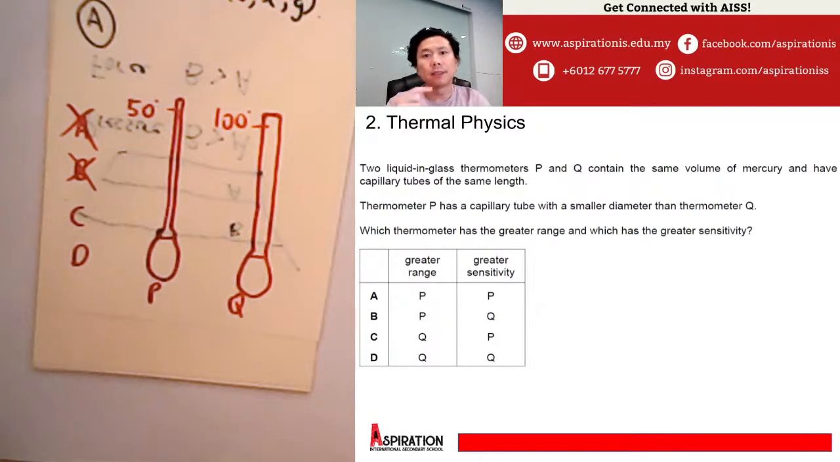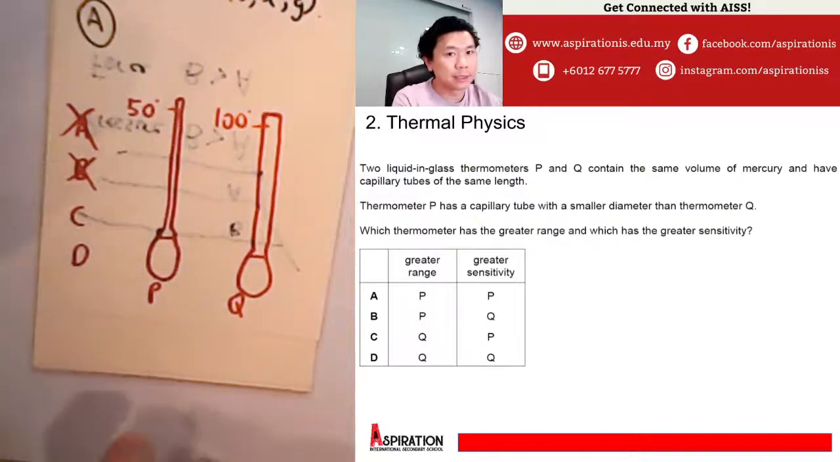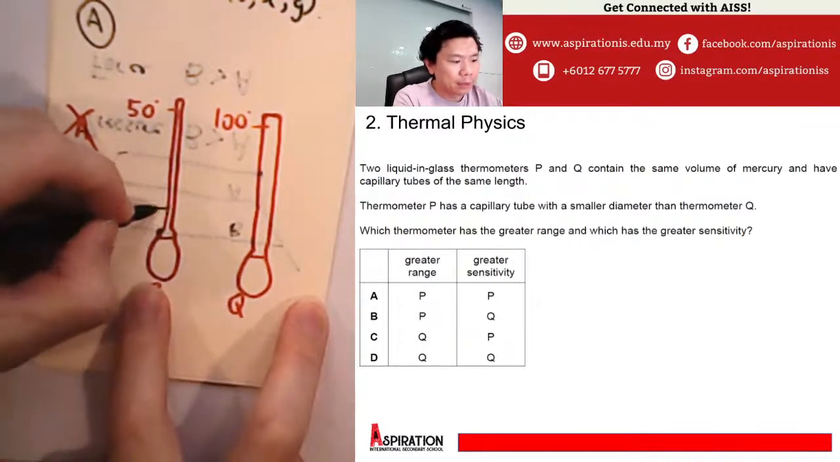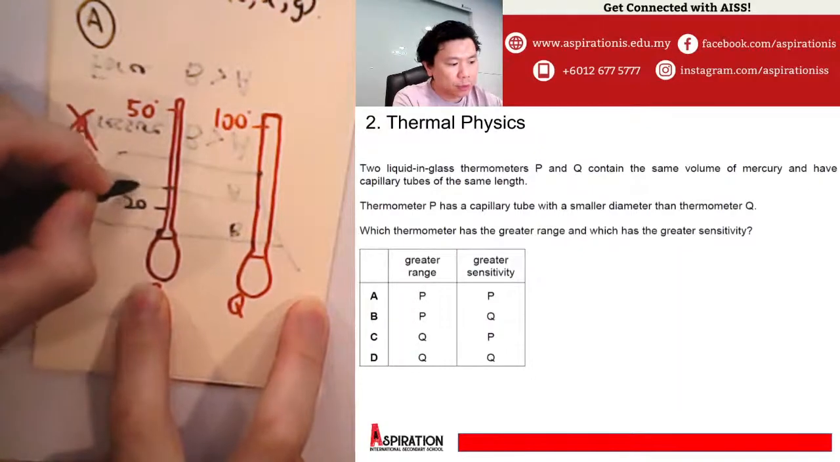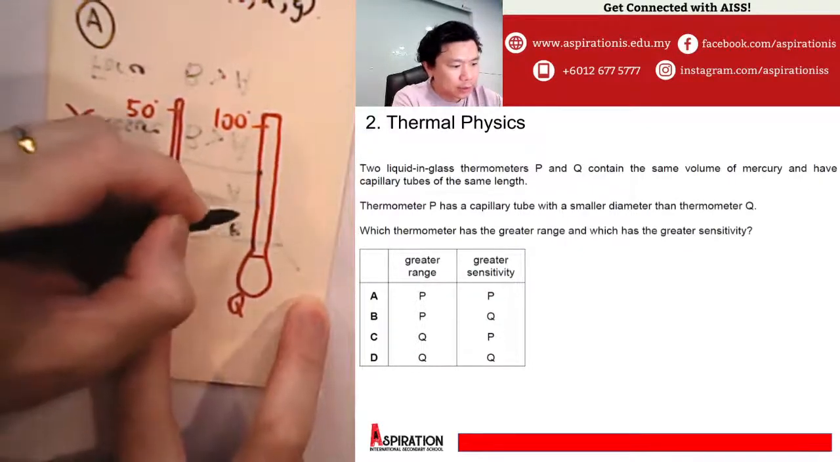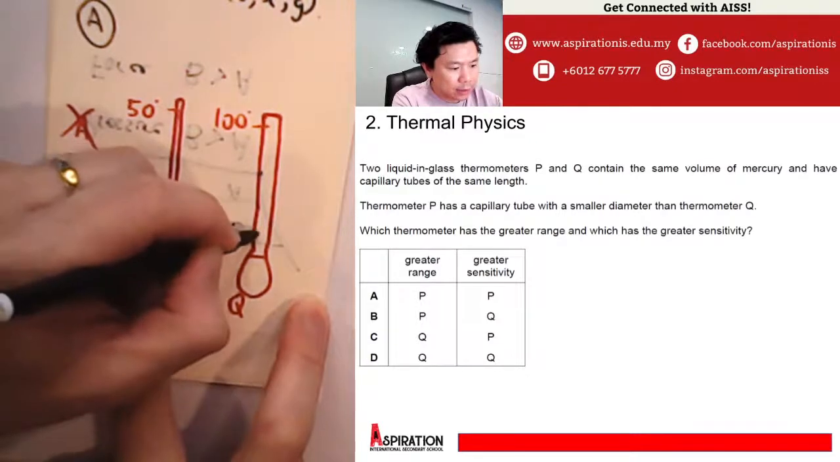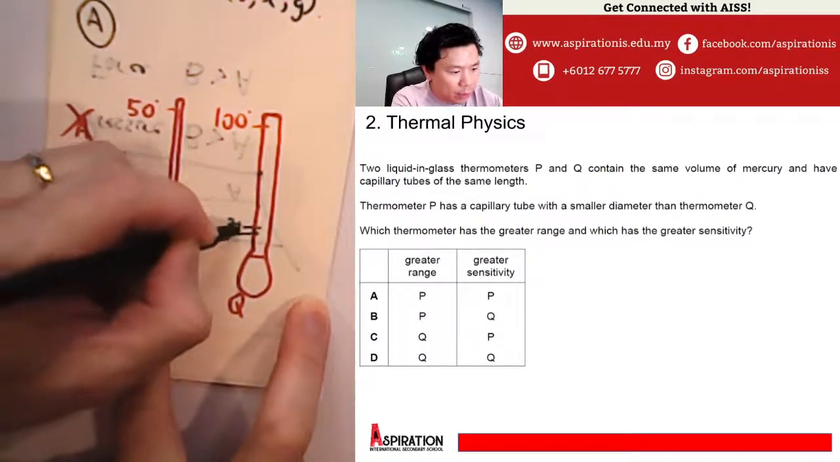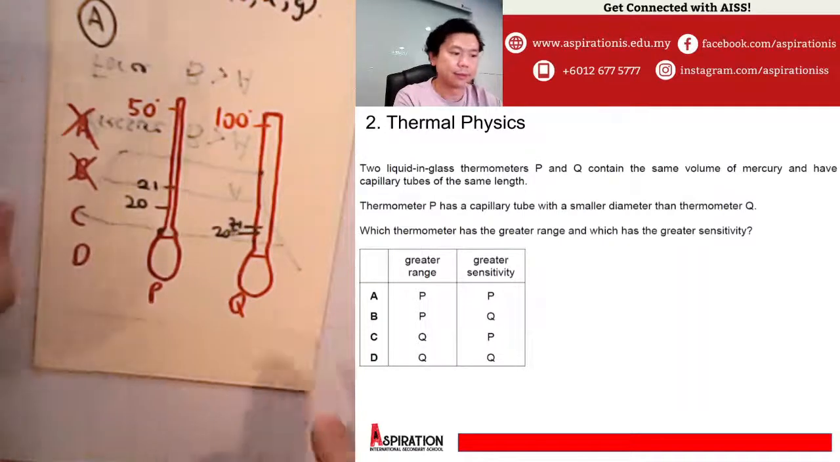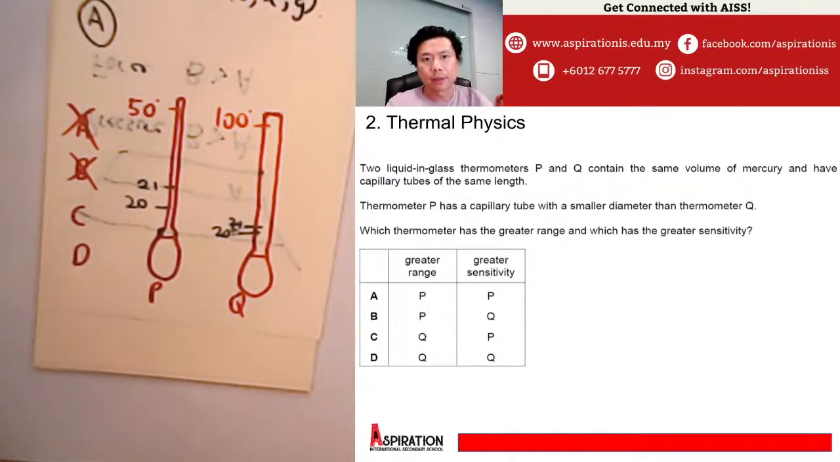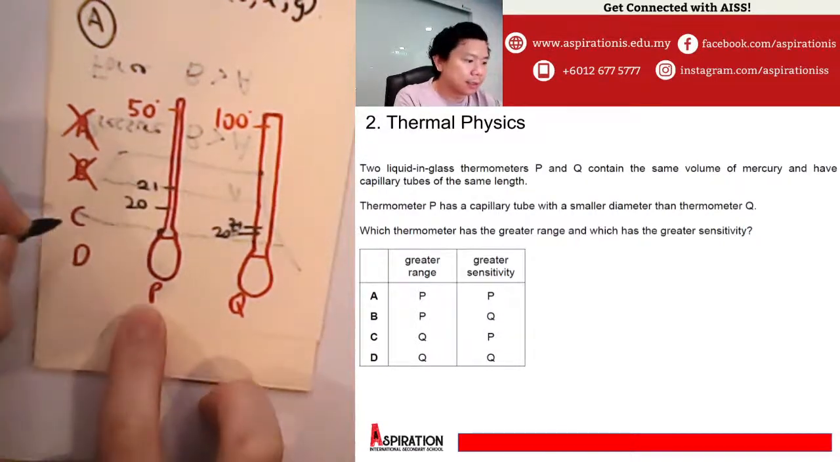Now, what about sensitivity? That means each degree Celsius, what is the distance moved? The greater the distance moved, the greater the sensitivity. So, of course, being narrower, the sensitivity is greater. For example, let's say this is 20, this would be 21. In this case, let's say this is 20 and 21 will be much closer. Therefore, we say that the sensitivity of P is greater. So the answer is C.